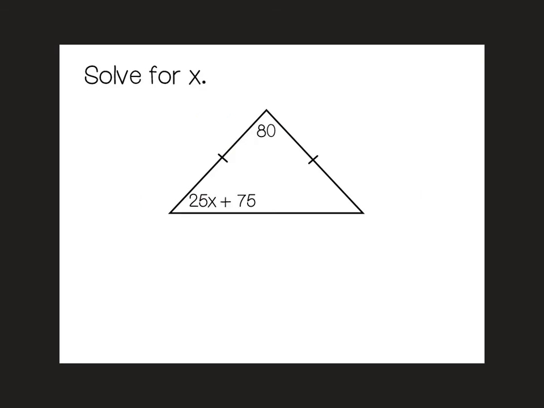In this next example, if you notice, I have these marks here, which you should recall mean congruent. When we have a triangle with two congruent sides, it's called isosceles. And so they have two congruent sides and they also have two congruent angles. So I know that these angles are also going to be the same.